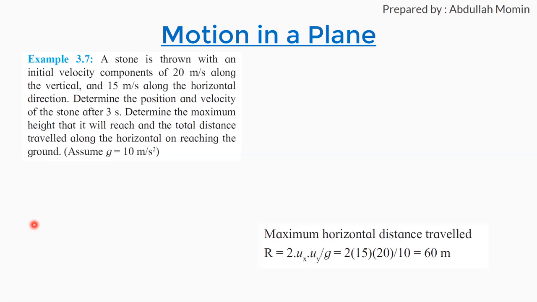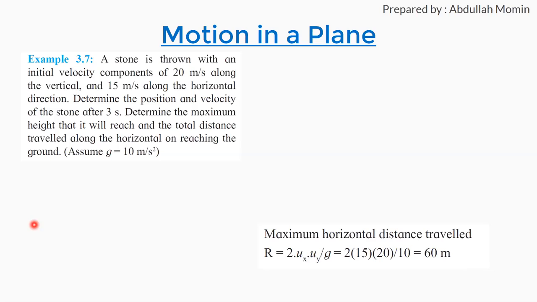Now we are going to solve one example, and in this example, what is written over here? A stone is thrown with an initial velocity components along the vertical, means in vertical direction the component of the velocity, that is uy, is 20 meter per second, and 15 meter per second along horizontal, means ux is 15 meter per second. Determine the position and velocity of the stone after 3 seconds, means time instant is 3 seconds. We are supposed to find out the position, means x, and velocity, means u.